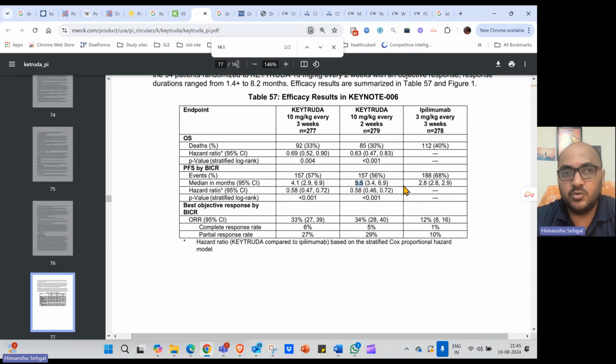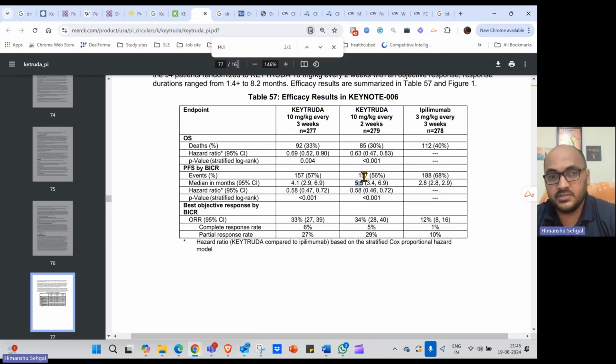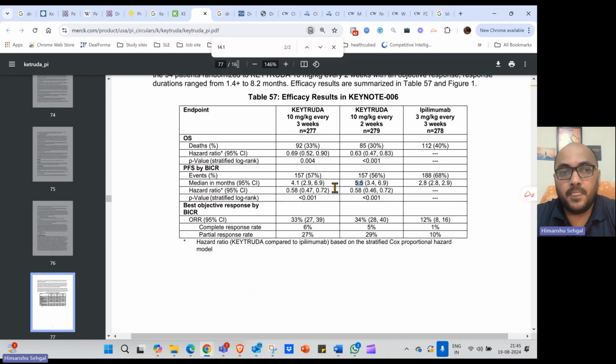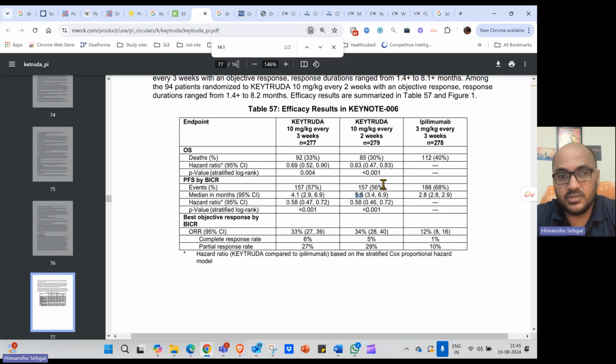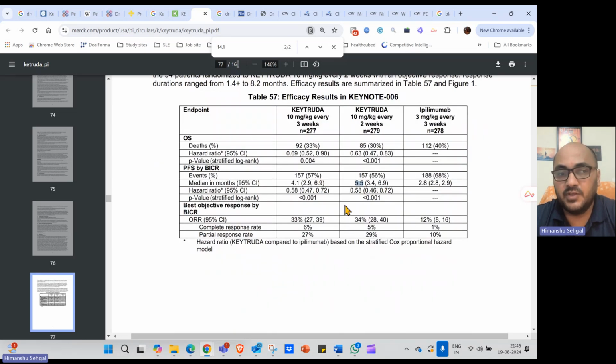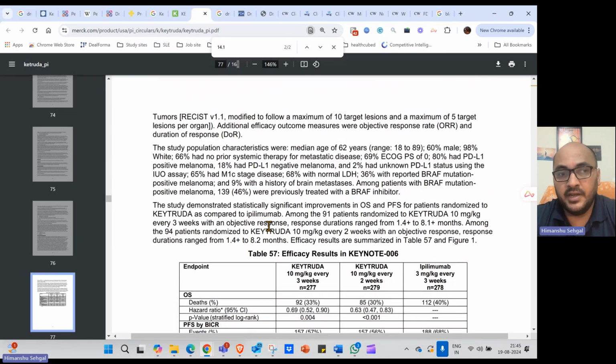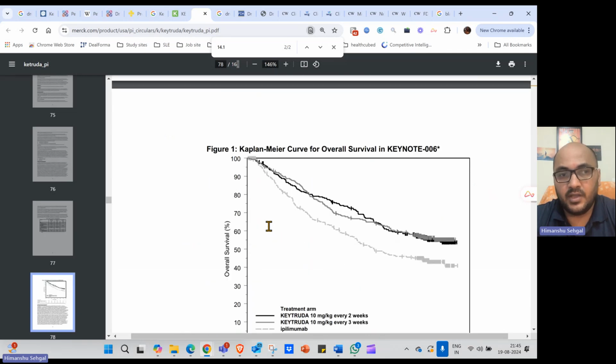So obviously in comparison to ipilimumab, it has shown better results, and every 3 week has shown good, decent results. Probably 10 mg every 2 week might not have been approved for the reason because we saw it's approved 200 mg and 2 mg per kg. So yeah, based on this trial, it has been approved probably for the safety purposes because safety must have not been great. But see, this was one trial.